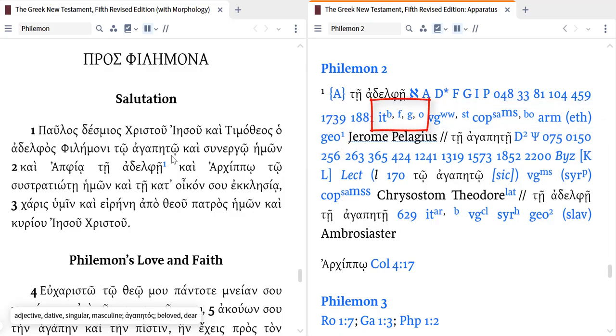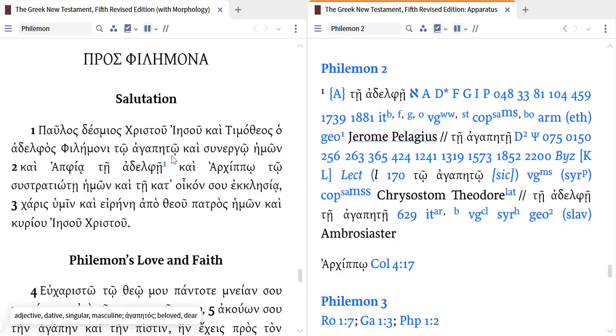IT for Latin, and then different versions of that. VG for Vulgate. COP for Coptic. ARM for Armenian. ETH for Ethiopic. And GEO for Georgian. Then we have some church fathers, Jerome and Pelagius. So these are the manuscripts which support the reading te adelphe.